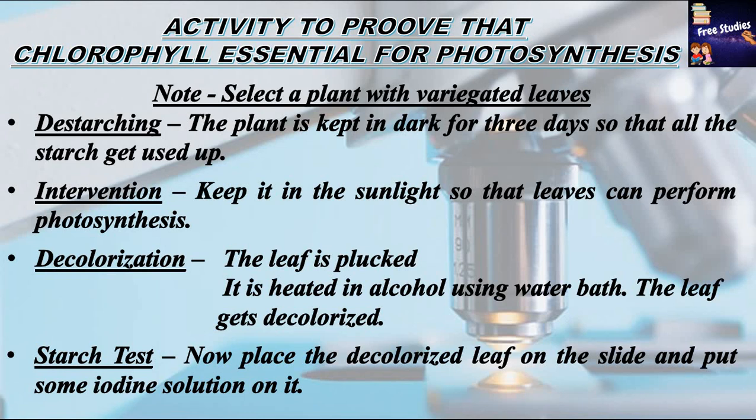As the variegated leaf is not of a pure green color, it has some spots of different colors which do not contain chlorophyll. That is why in the intervention we do not cover the leaf with the black strip. Here we put the plant in the sunlight so that it can perform photosynthesis. Now comes the part of decolorization. The leaf is plucked and heated in alcohol using a water bath, and the leaf gets decolorized. Now, as we saw in the last activity, we have to perform a starch test by putting iodine solution on the leaf.